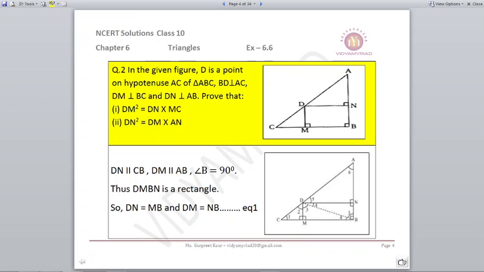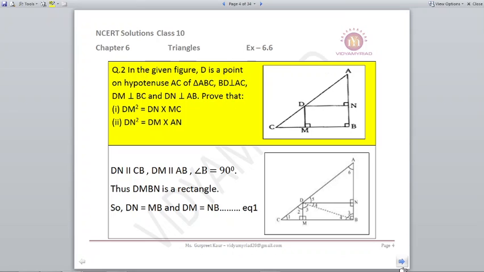Now here, since the lines are perpendicular, we know that DM is perpendicular to CB. We know that DN is perpendicular to AB. When we join this line, it becomes a rectangle. So what does it mean? Your DN is parallel to MB. Your DM is parallel to AB. If you look at that shape, angle B is 90 degrees, since one angle is 90 degrees, we can say that DMBN is a rectangle.